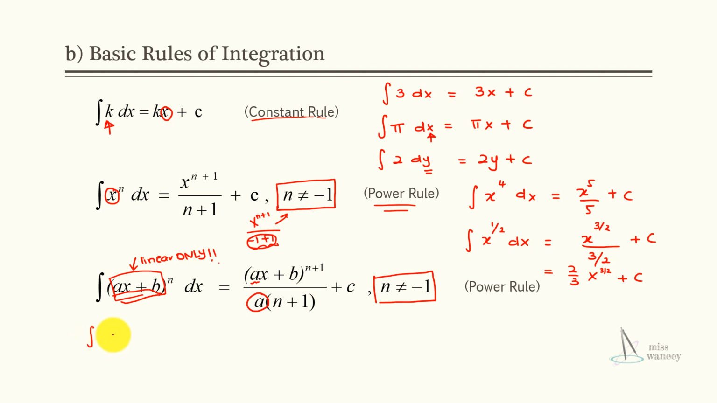Okay, so if I have x plus 3 to the power of half dx, copy down the function. I have x plus 3, adding 1 to the power, so it will become 3 over 2, divided by the new power, 3 over 2. The coefficient of x is 1, and then plus c. But of course, since you divide by a fraction, you can take the reciprocal, so it will become 2 over 3, x plus 3 to the power of 3 over 2, and then plus c.